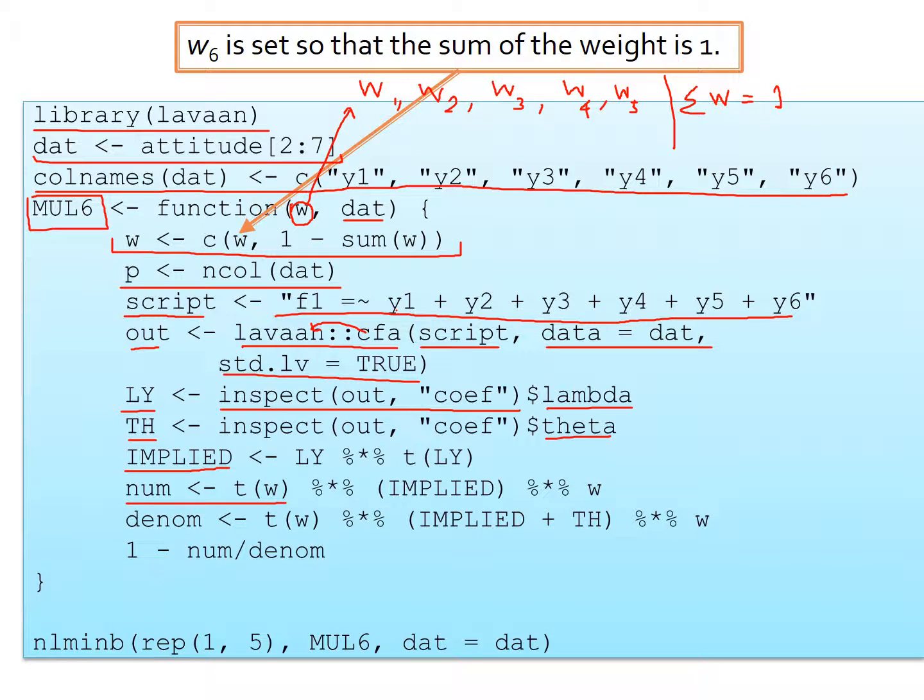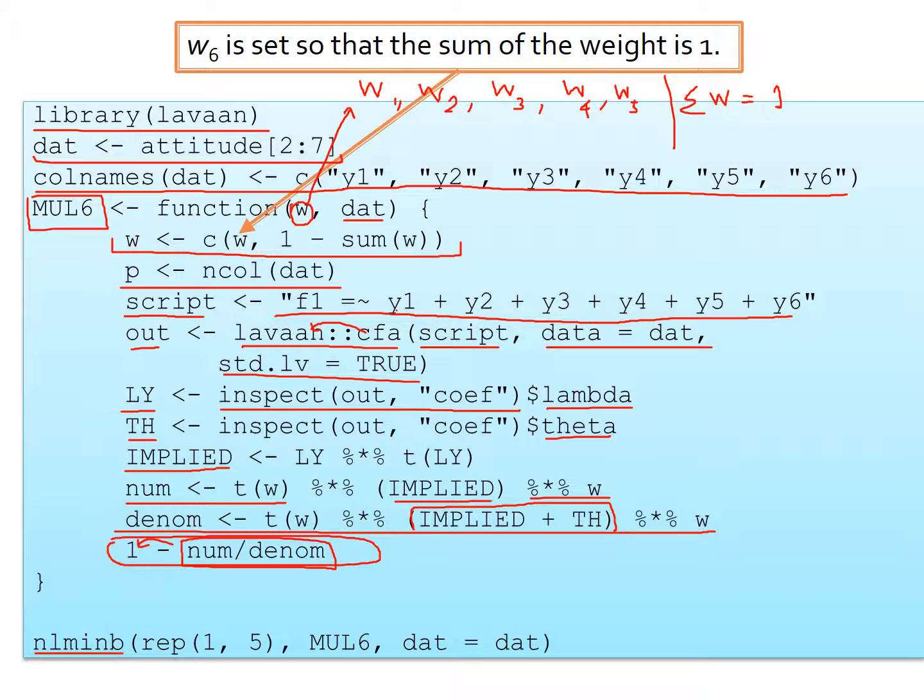The implied true variance can be found by lambda y multiplied by the transpose of lambda y. And the numerator would be the transpose of the weight times the implied matrix from the above line times the weight. And the denominator is the same, I just change from implied to implied plus th. The nlminb function will provide the minimum value, so instead of providing only numerator over denominator, I subtract it from 1, so that I find the minimum of this line.